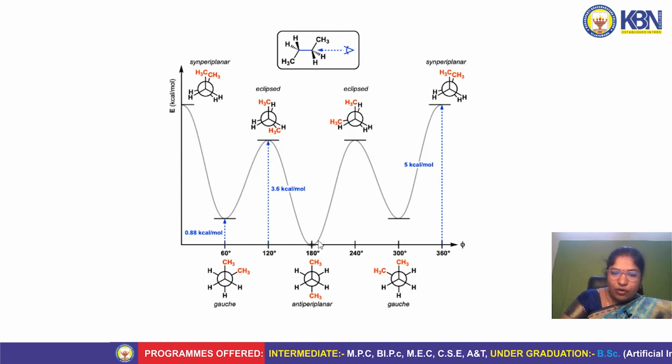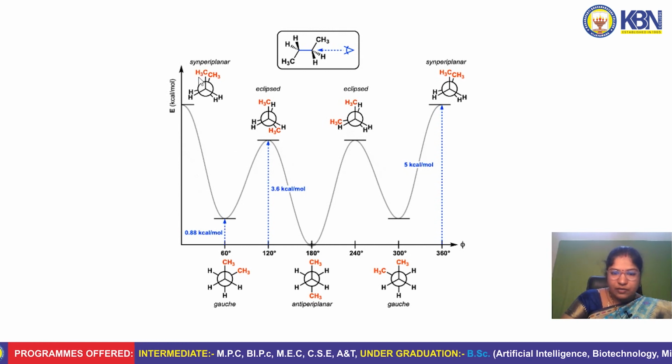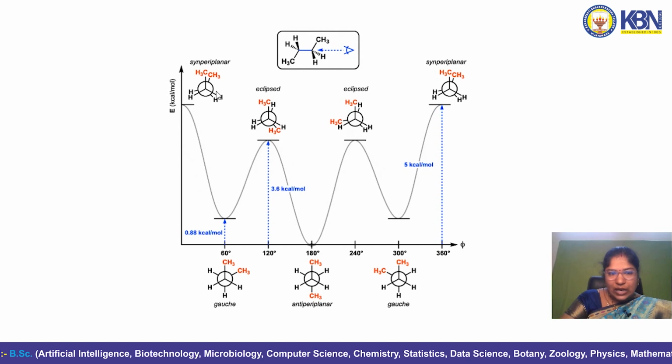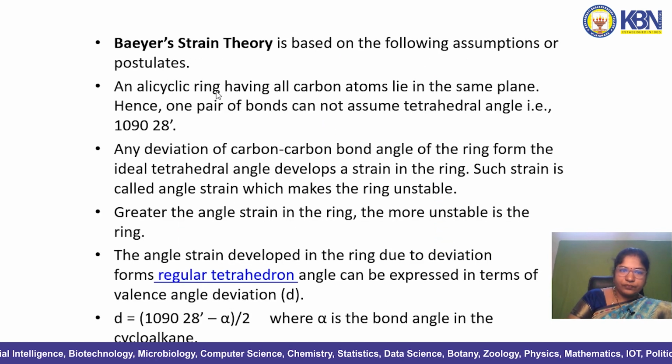Here antiform is more stable compared to the gauche form and the eclipsed form, because in antiform the two methyl groups are in opposite directions, so there are no steric repulsions present. So antiform is more stable than the gauche form as well as the eclipsed conformation.